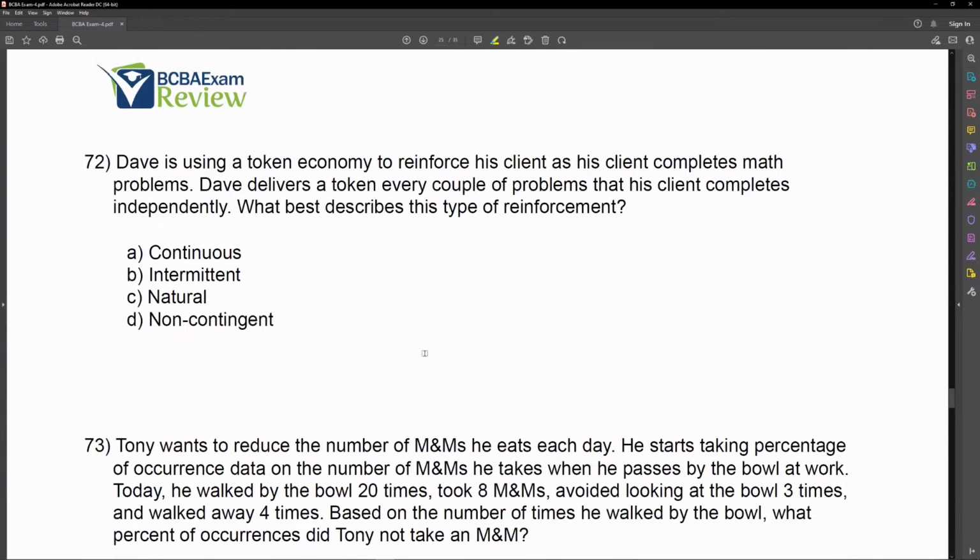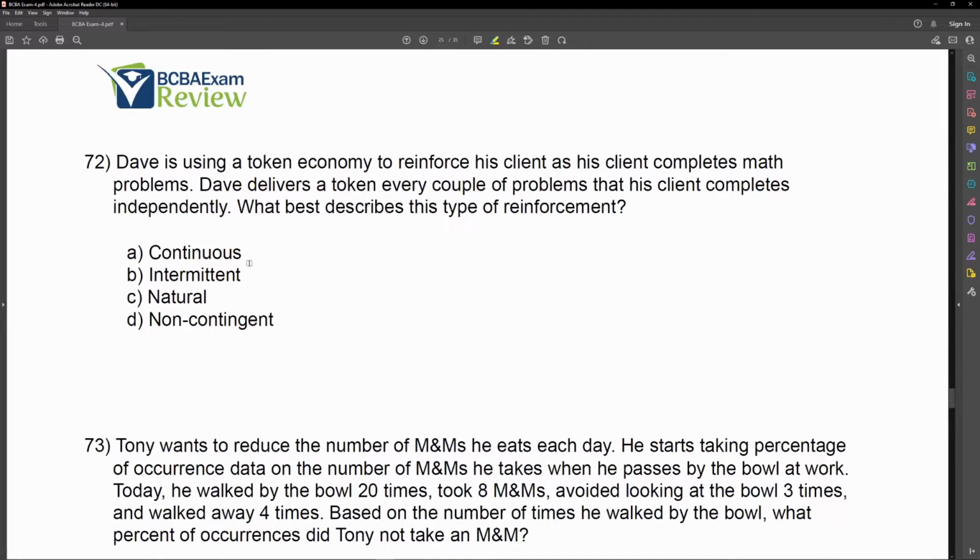72. Dave is using a token economy to reinforce his client as his client completes math problems. Dave delivers a token every couple of problems that his client completes independently. What best describes this type of reinforcement? Okay, pretty basic reinforcement question, general reinforcement question. Dave is giving a token every couple of problems when his client completes them independently. What kind of reinforcement is Dave giving?